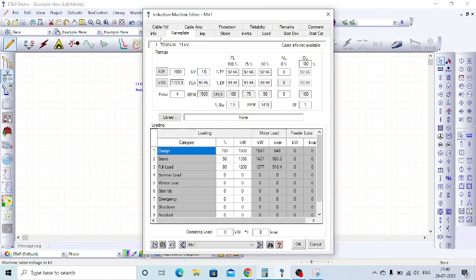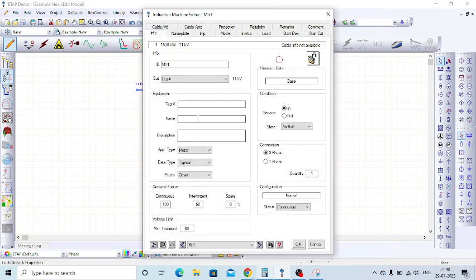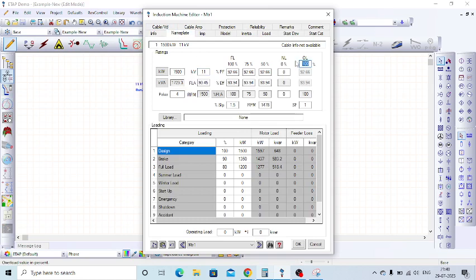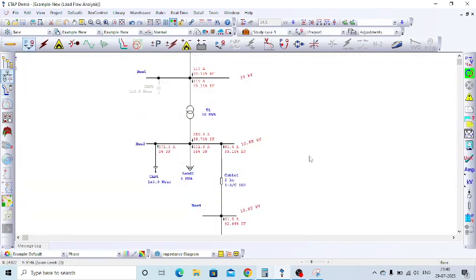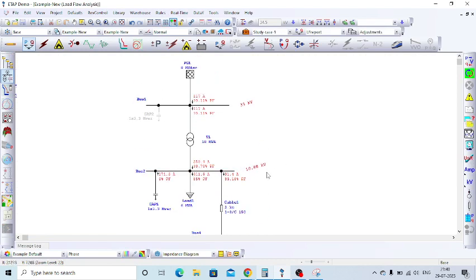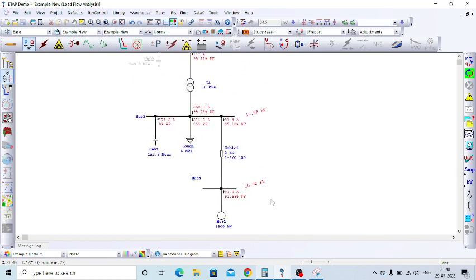So for the motor, we have to update only the info page and nameplate. So this much information only we need to update. After that, just go to the load flow and run the load flow analysis. So earlier we have seen the bus voltage is closer to 11 kV here. Due to the increased load, the bus voltage is reduced again.